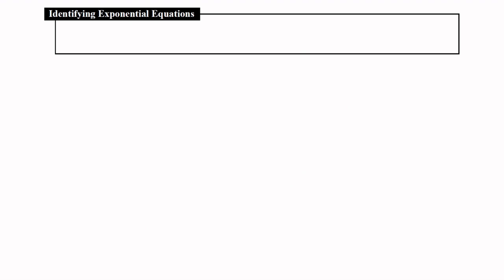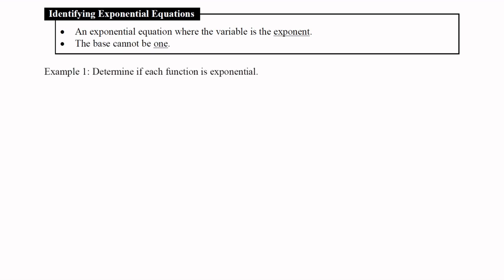So let's talk about identifying exponential equations. An exponential equation is an equation where the variable is an exponent. The base cannot be 1. Here are a few equations, and we're going to identify if they're exponential or not.